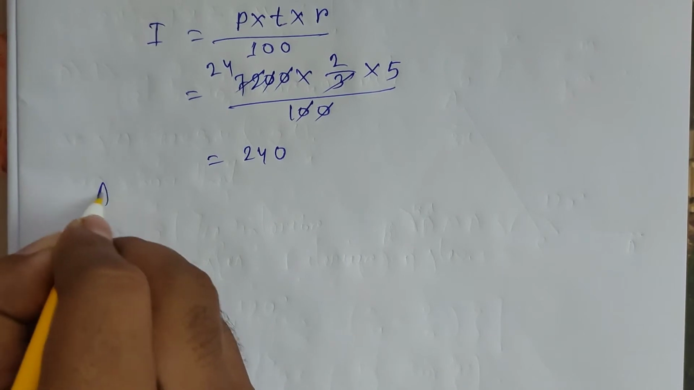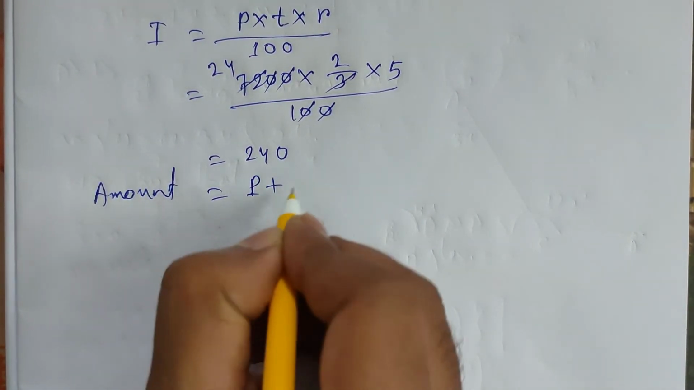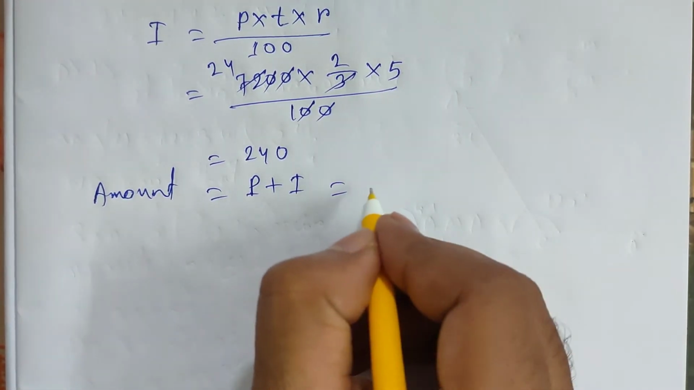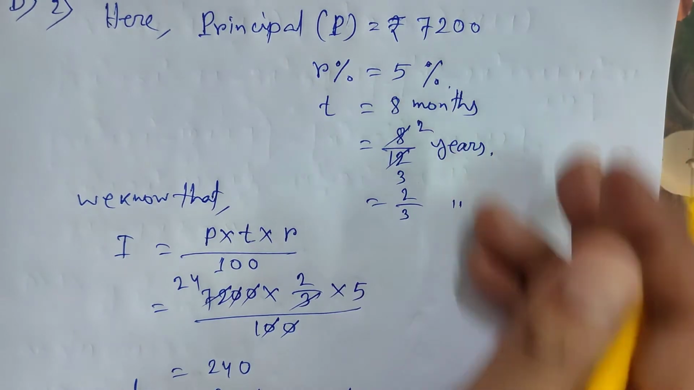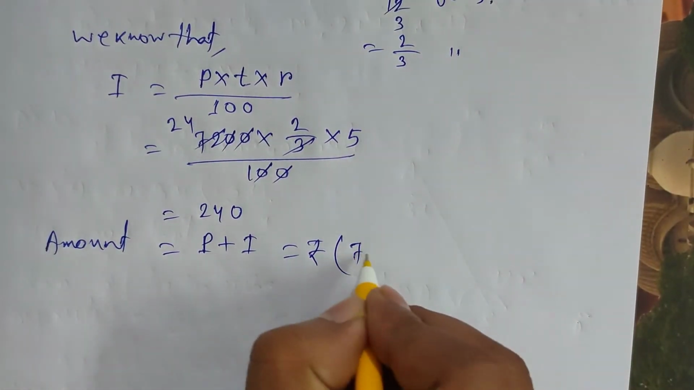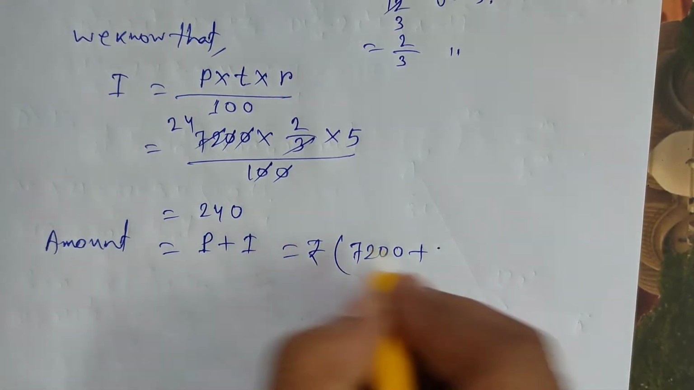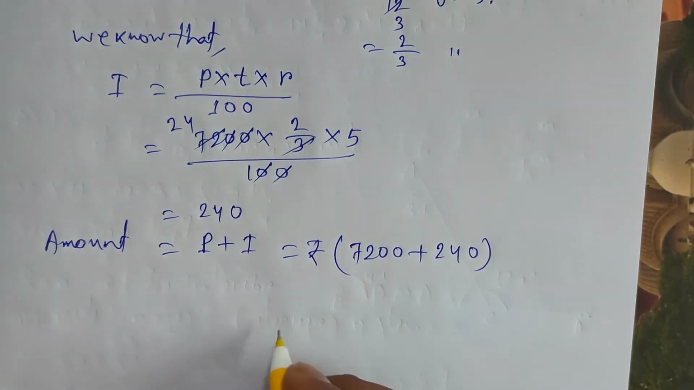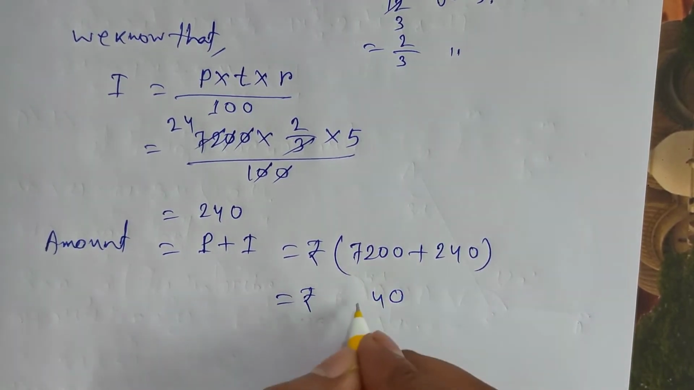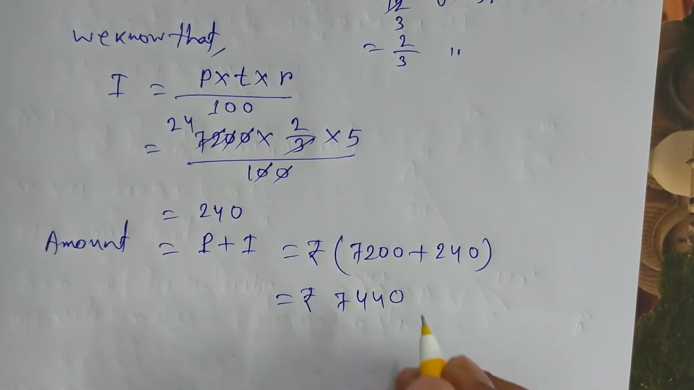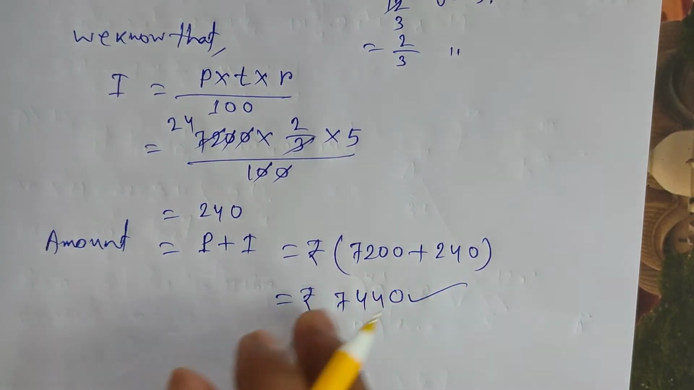Therefore amount equals what? Principal plus interest. Principal is given here, 7200. So 7200 plus interest. We got the interest 240. So what is the total value? 7200 plus 240, that means 7440 is the amount. Okay.